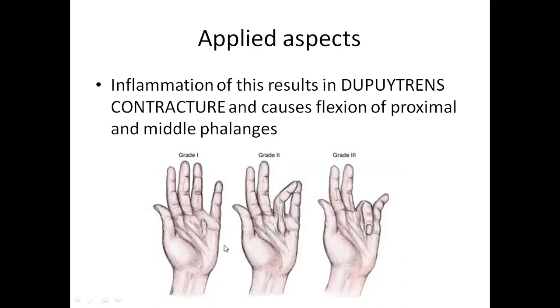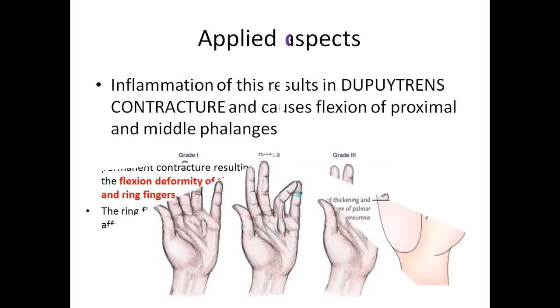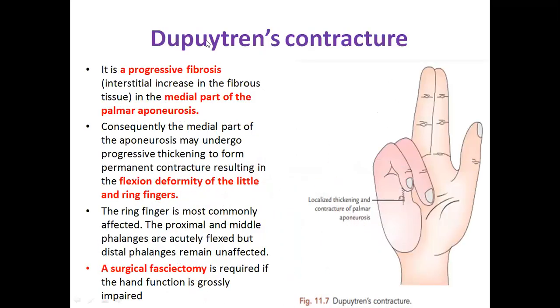Okay, then in grade 2 Dupuytren's contracture, you are finding slight flexion of the ring finger, whereas in grade 3, you are finding complete flexion. So this point is the proximal interphalangeal joint, this is the middle interphalangeal joint, and this is the distal interphalangeal joint. Now let us see in detail what exactly Dupuytren's contracture means.